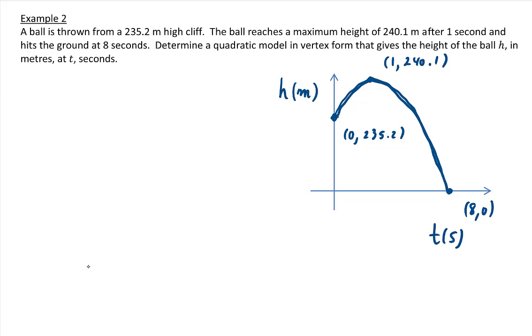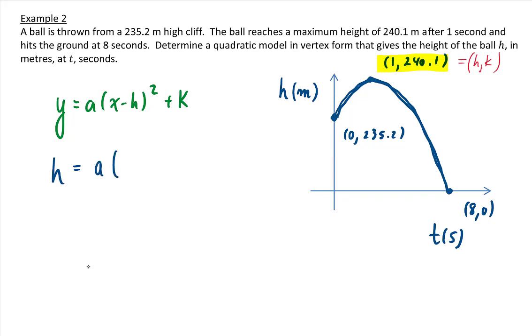Recall that the equation of a quadratic in vertex form is y equals a(x minus h) squared plus k. The first step is to sub in the vertex, and recall that the vertex represents the h and k value of a quadratic in vertex form. Also note that the y value is now going to become h because we want height as the variable for y. We have a, x minus the h from the vertex is (x minus 1) squared, and then plus k, and we know that the maximum value is 240.1.